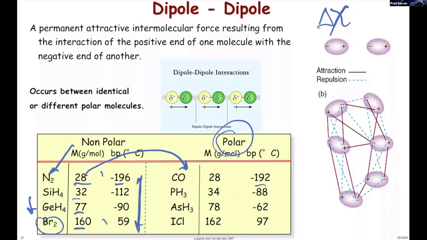Look at bromine, which is 59, compared to ICl, which is 97. Again, they're about the same size. This chemical, however, over here is nonpolar. This chemical is polar. So just based on polarity, you've got stronger intermolecular forces.